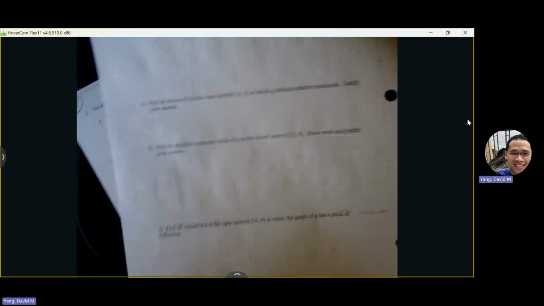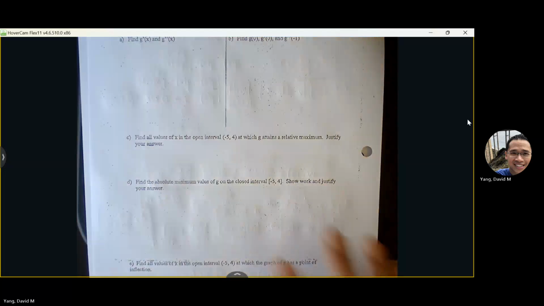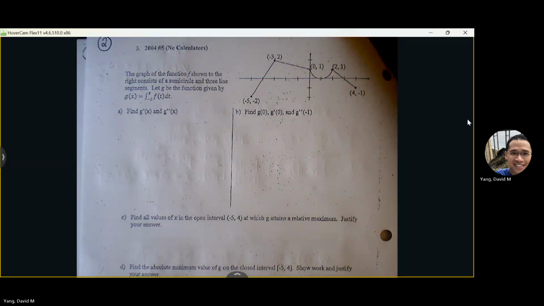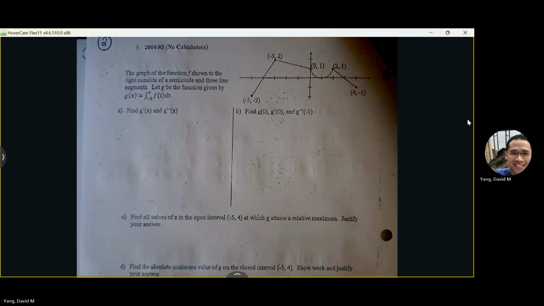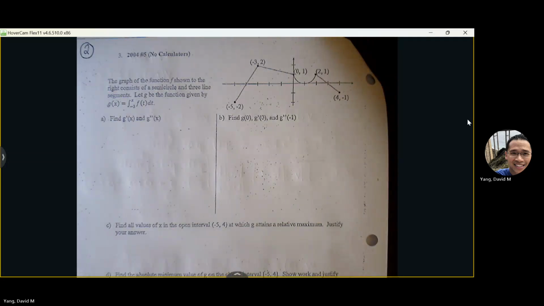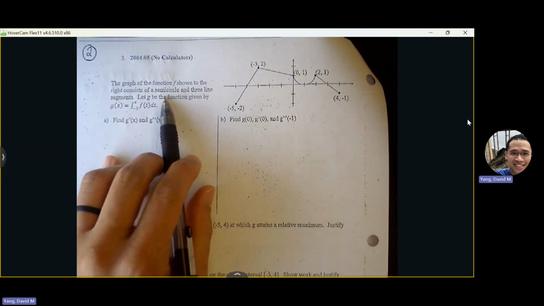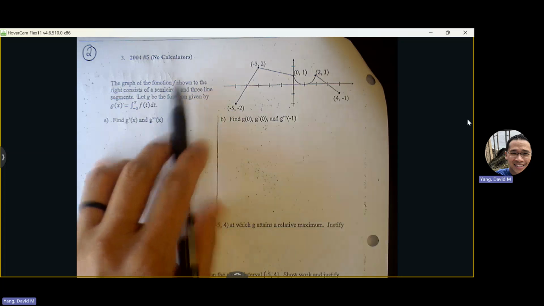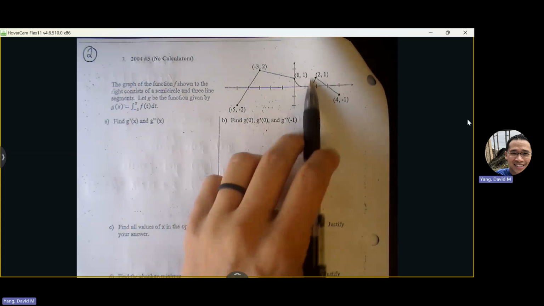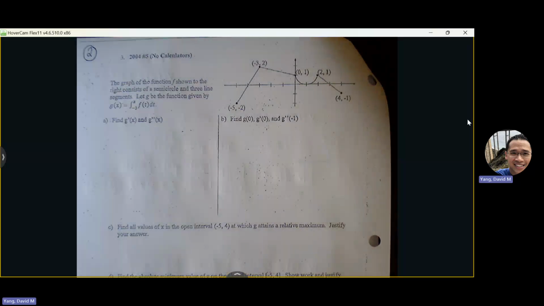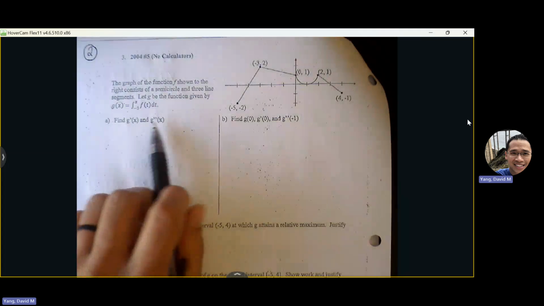Okay, let's go to page 2. Okay, so the graph consists of 3 line segments and semicircles. So we have 3 line segments, and we have a semicircle here. Let the function given by g of x equal the integral from -3 to x of f of t dt. Find g prime and g double prime.